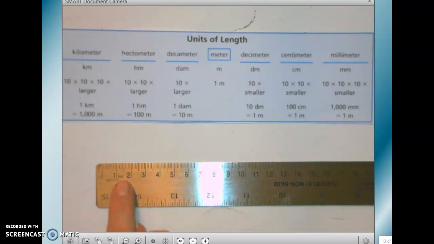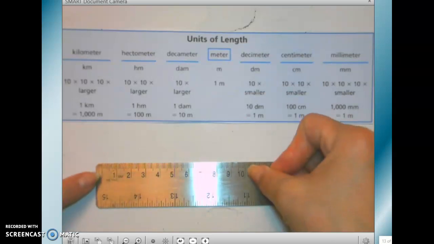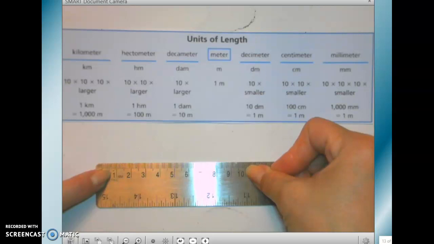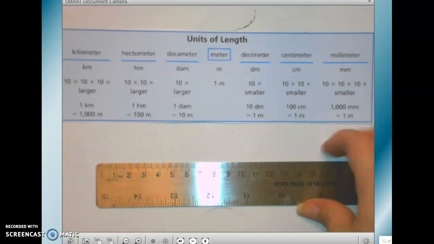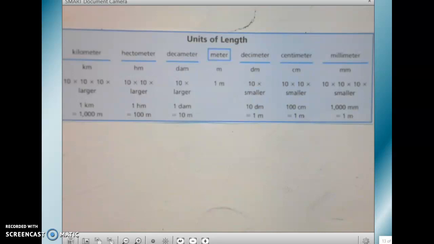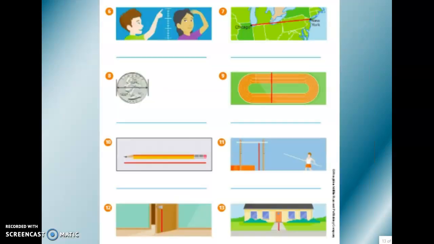Would I measure somebody's height in centimeters, or would I measure it in decimeters, or should I measure it in meters? If you're measuring someone's height, you would definitely measure in decimeters. Okay, look at number 7.